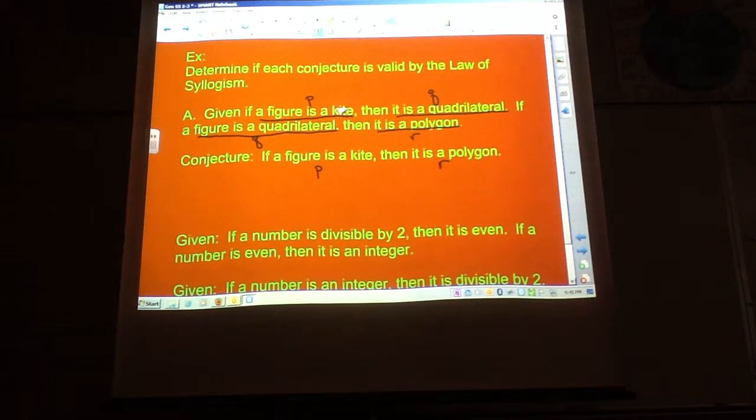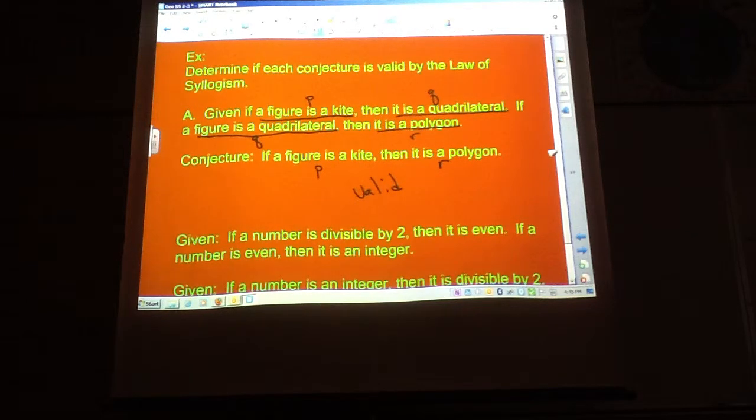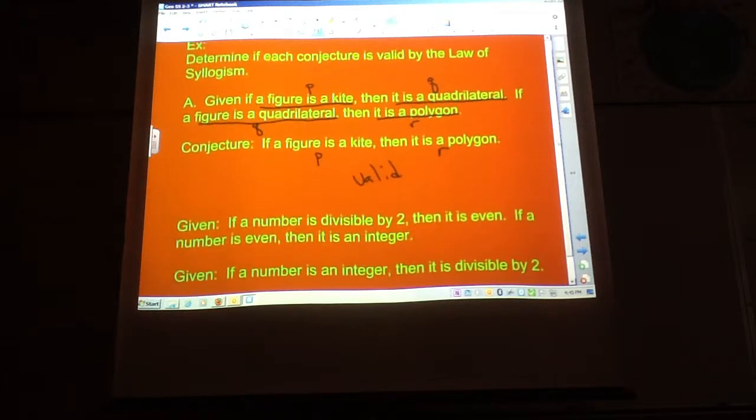So let's see, a figure is a kite. That's what we have for our P. Then it is a polygon, which is what we have for our R. So therefore, this would be a valid use of the law of syllogism. It would be a valid argument. So P implies Q, Q implies R, so P would have to imply R.